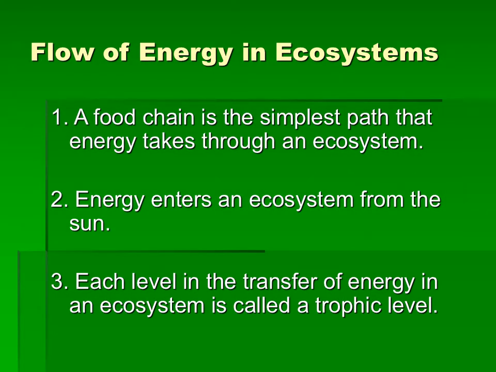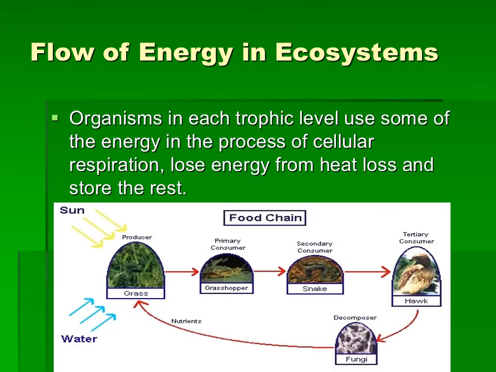Okay, so flow of energy in ecosystems. A food chain is the simplest path that energy takes through an ecosystem. Energy enters an ecosystem from the sun, and then each level in the transfer of energy in an ecosystem is called a trophic level. So, flow of energy in ecosystems continued. Organisms in each trophic level use some of the energy in the process of cellular respiration, lose energy from heat loss, and store the rest.